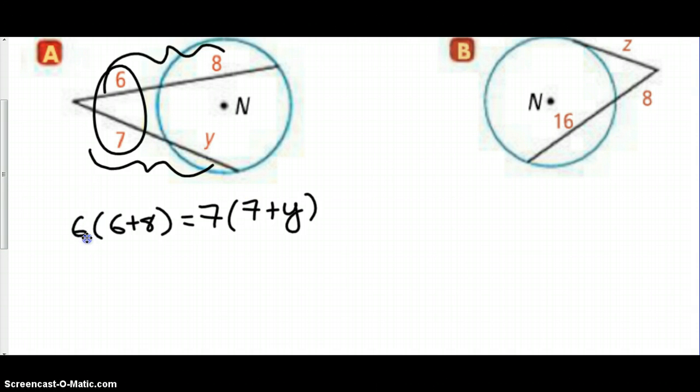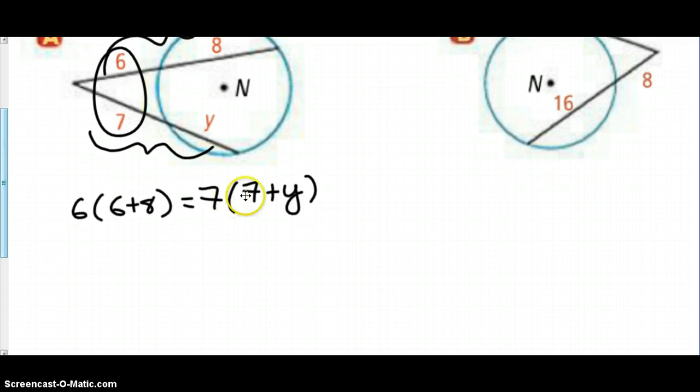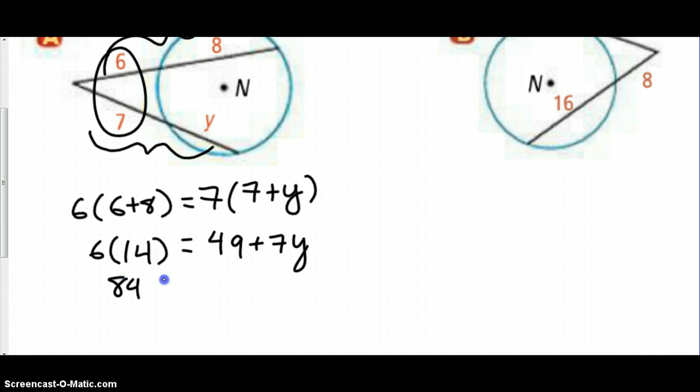When I do some algebra and some arithmetic and I move some stuff around, this is what I'm going to get. I get 6 times 14 equals 49 plus 7y. Six times 14 is actually 84. So 84 equals 49 plus 7y. And now all I have to do is just solve for y. So I'll subtract 49 on both sides, and you'll get 35 equals 7y, which means that y in this case is going to be equal to 5.